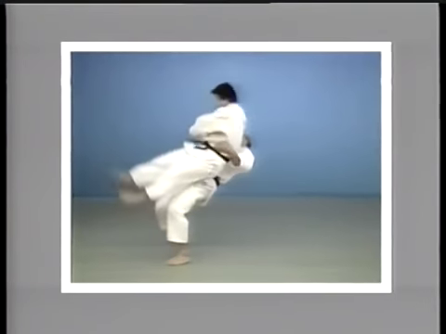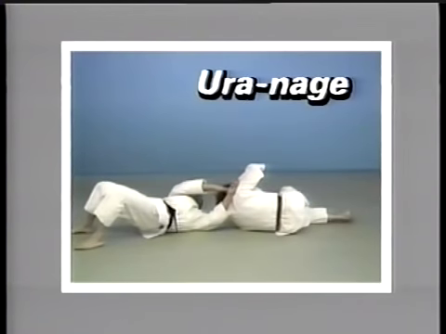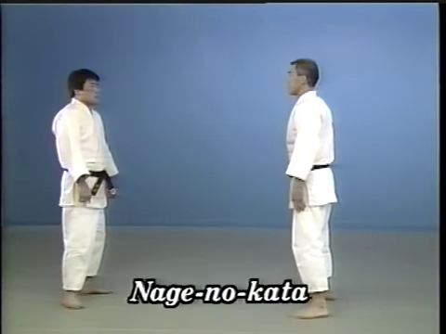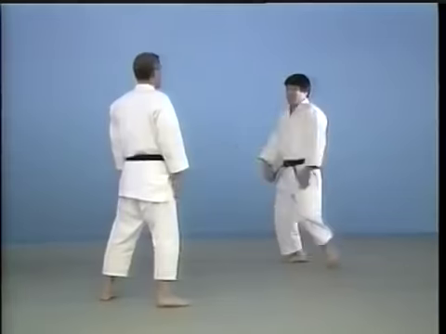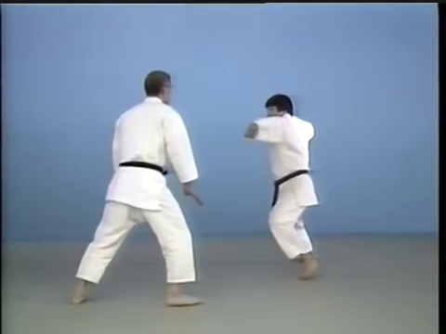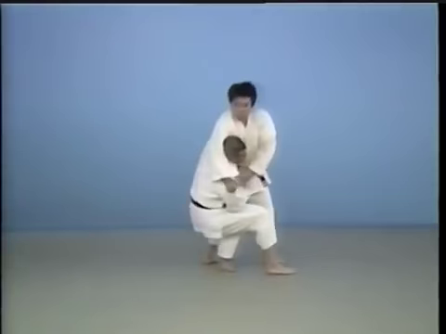Uranage. The principle behind this form is to use the force of your opponent as you dodge his striking motion and to throw him, lifting him up on your hip as you sacrifice yourself by falling backward.